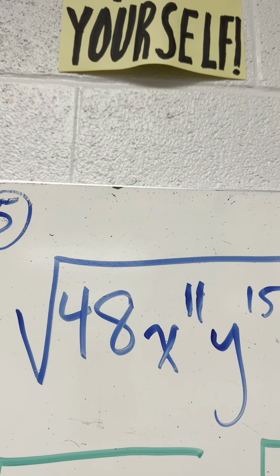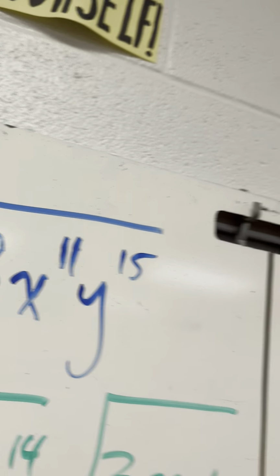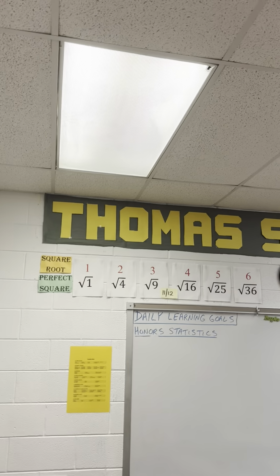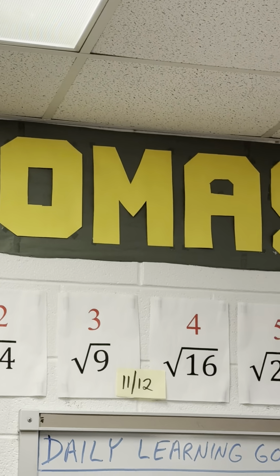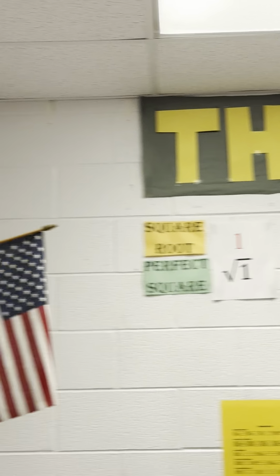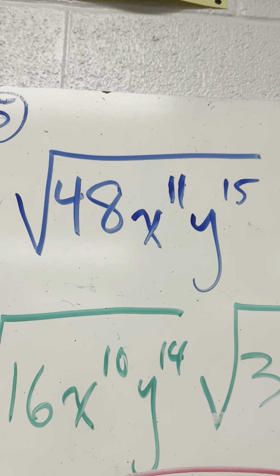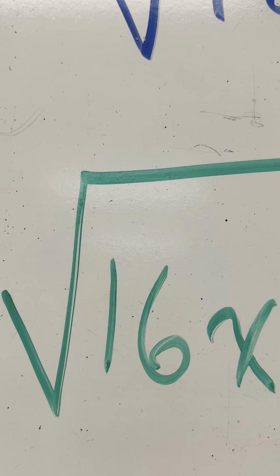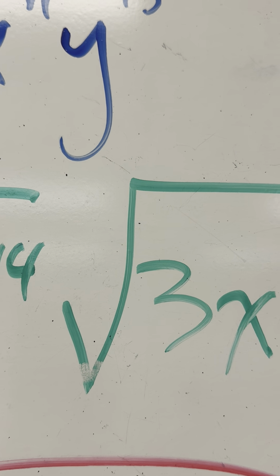Square root of 48, all right? You gotta remember, what perfect square evenly goes into 48? Well, 16 goes into 48. 16 goes into 48 3 times. So we got 16 and 3.